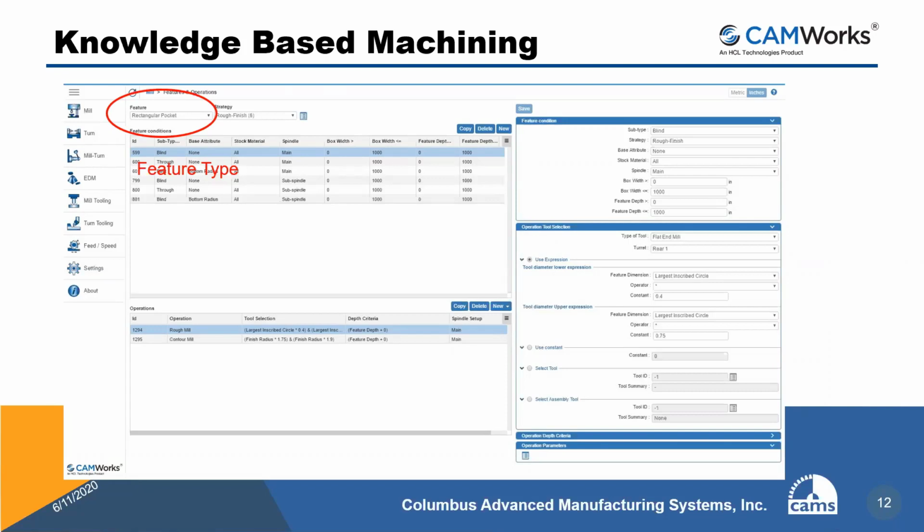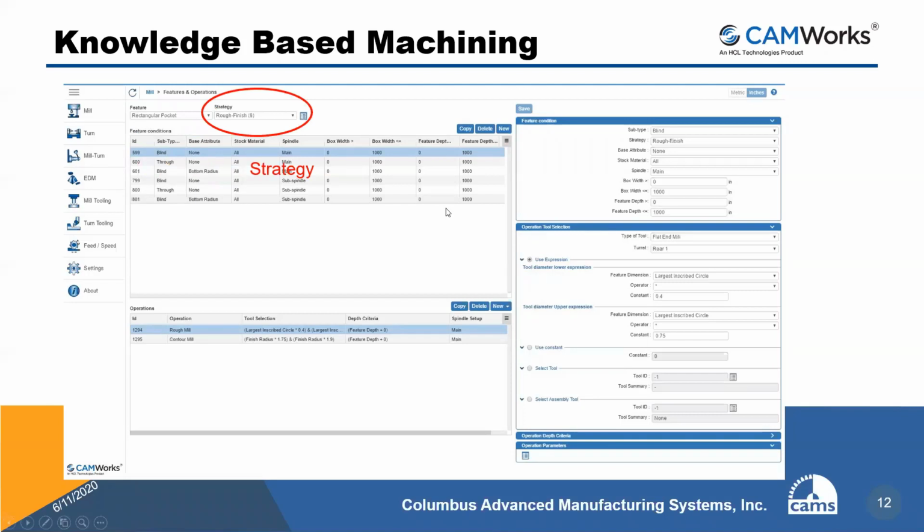So knowledge-based machining is a database that sits in the background, and it identifies what the feature type is that you're machining. Okay, because you're going to machine a pocket differently than you would a hole or something. So it's got to know the feature type.